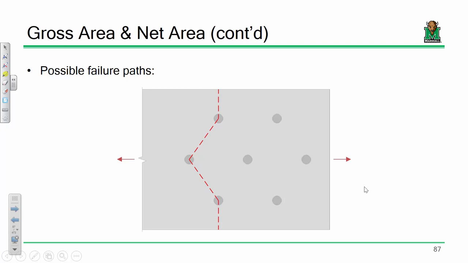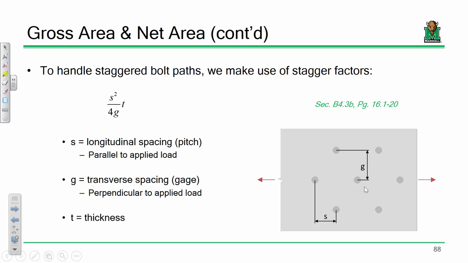Every time that you encounter a diagonal path, you add what's called a stagger factor. Okay? And the formula for the stagger factor is S squared over 4G times the thickness. Now, this is one of those empirical expressions. If you actually look at the stresses with all those bolts around on an inclined plane, they get really funky really quick. That formula is super simple, but it works wonders to compute the capacity easily.